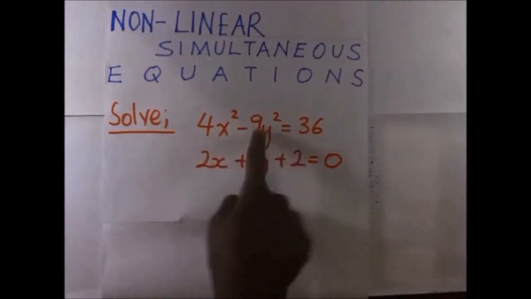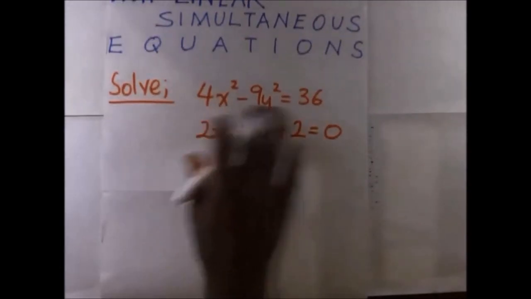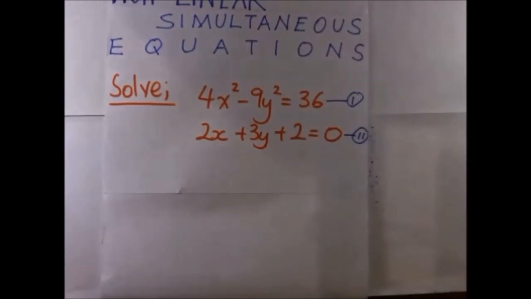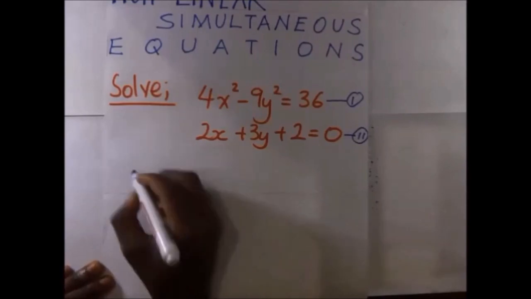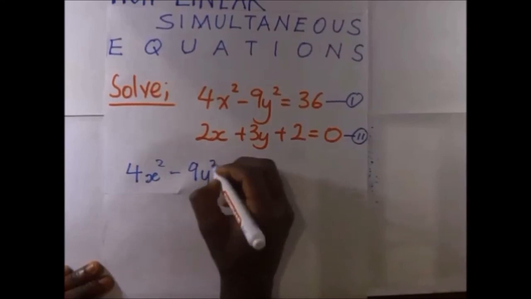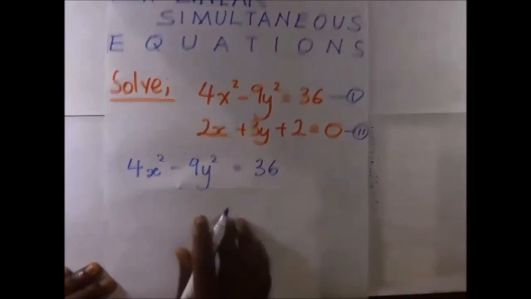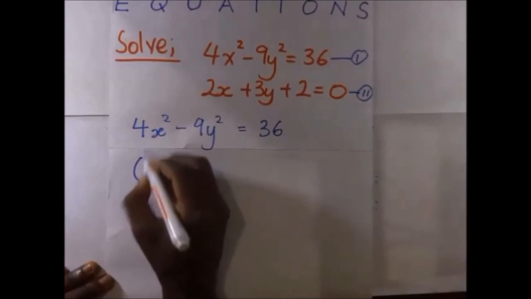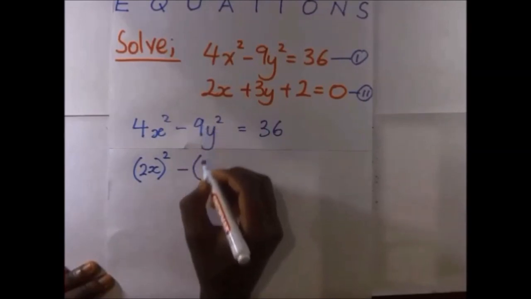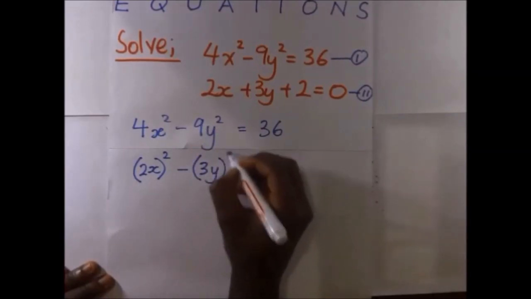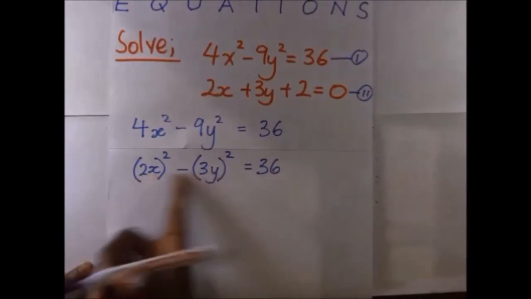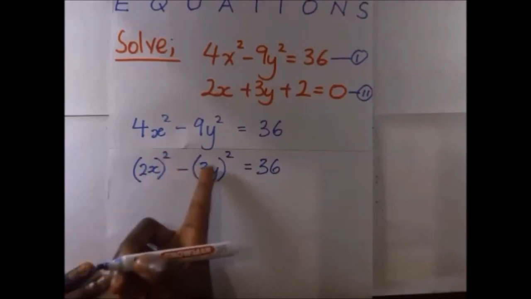Now looking at equation one. We will call this our equation 1, and we will call that our second equation. For my first equation, we see that 4x squared minus 9y squared is equal to 36. This is the same as (2x) squared minus (3y) squared, since the square root of 9 is 3, equal to 36. If you look at this, this is a difference of two squares, like a squared minus b squared.